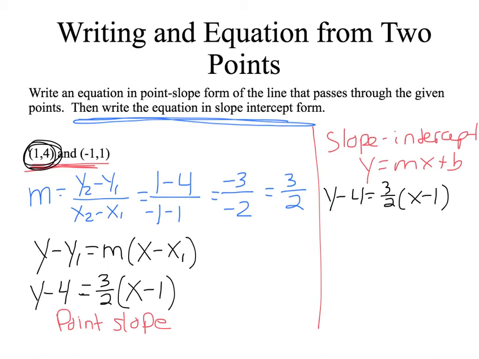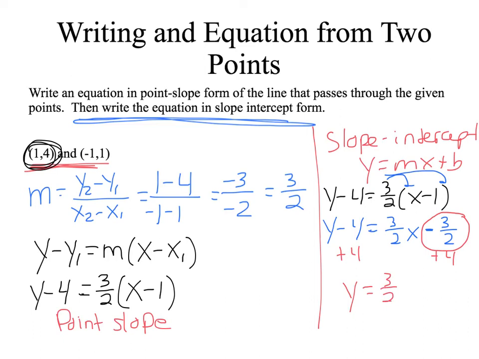The first thing you should do if you have parentheses is distribute. So we still have y minus 4, and then 3 over 2 times x, which is 3 over 2x, and then 3 over 2 times negative 1, which is negative 3 over 2. Then the only thing left to solve for y is to add 4 to both sides. Now, you can only add 4 onto a number. 3 over 2x is a variable, so you can't add 4 onto that. You have to add 4 onto the number part of it. So I have y equals 3 over 2x.